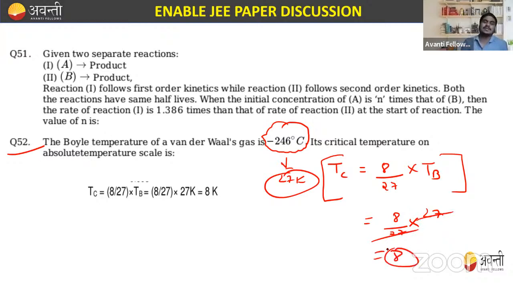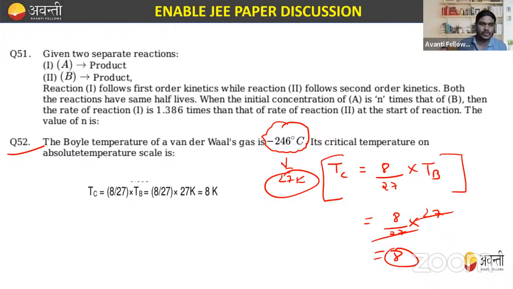So what is the correct answer, beta? That is 8 Kelvin. So 8 is the correct answer for this question. How easy was this question, if you just know the formula. What is the relation between the critical temperature and the Boyle's temperature? Then you are able to solve this question, right? Okay. So this is the desired answer for this question.